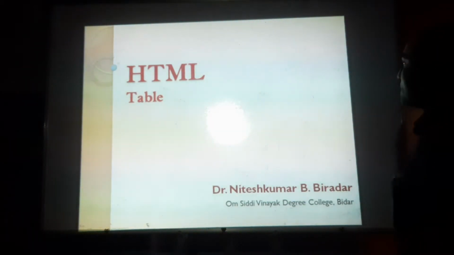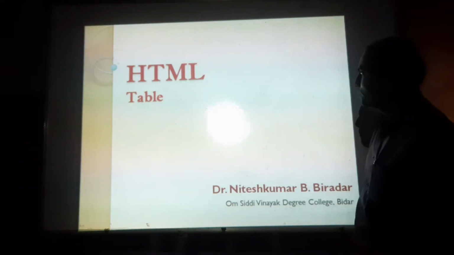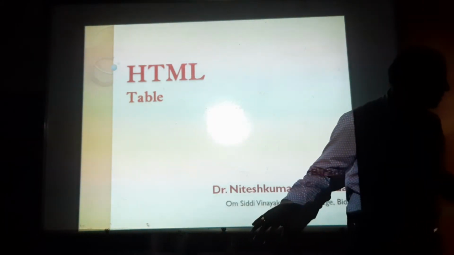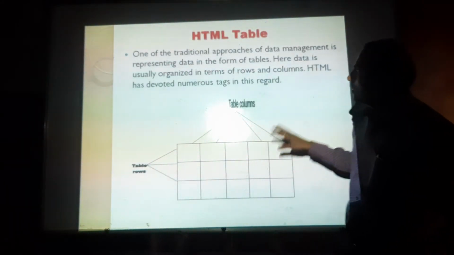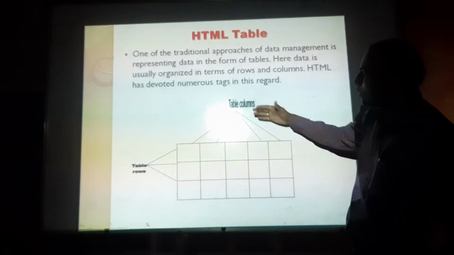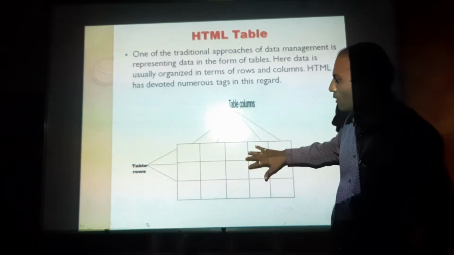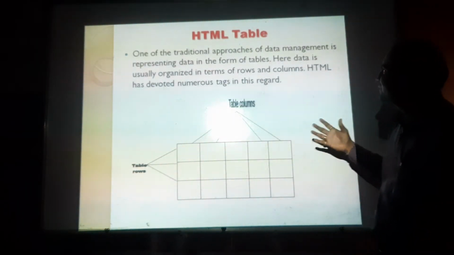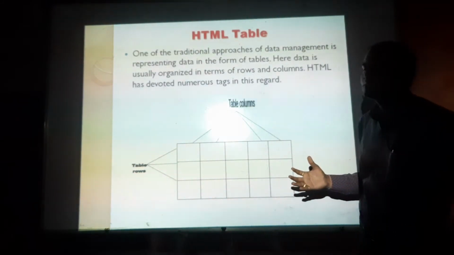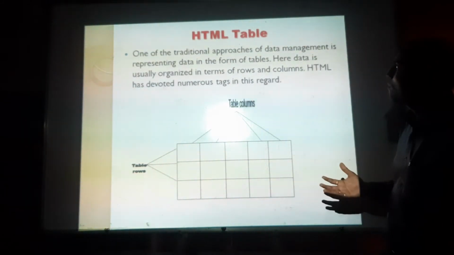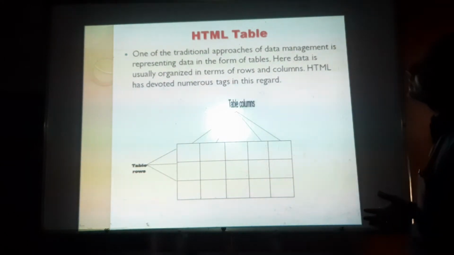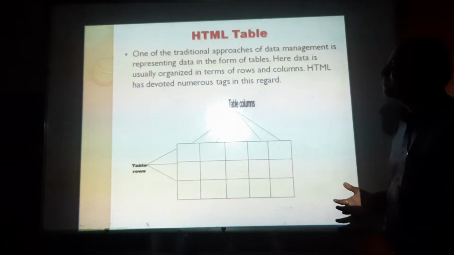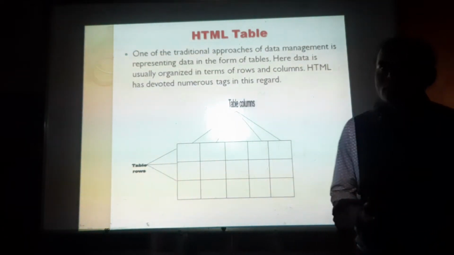Welcome to my channel. In today's video, we will discuss the HTML table. Now, a table is a combination of columns and rows. One of the traditional approaches of data management is to represent the data in the form of tables. Here, the data is usually organized in terms of rows and columns. So, HTML has developed numerous tags in this regard.